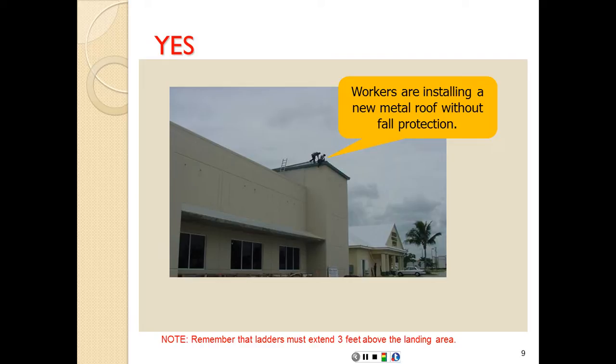We can see there's a ladder in the background, and it seems that the ladder is fine. It's extending 3 feet above the landing area. I'm not sure whether it's tied in here or not, and whether it's resting on a flat surface or not, but again, the ladder seems okay, but obviously we have a problem with fall protection, or the lack of fall protection devices.